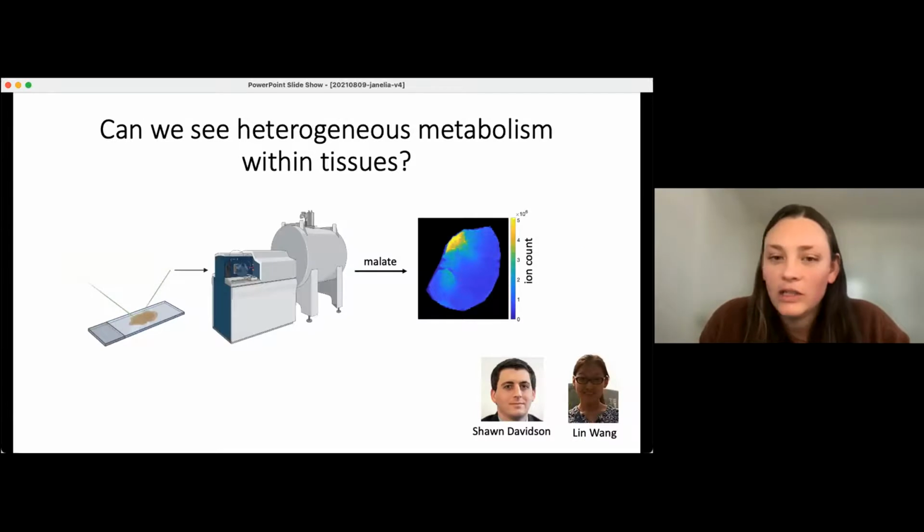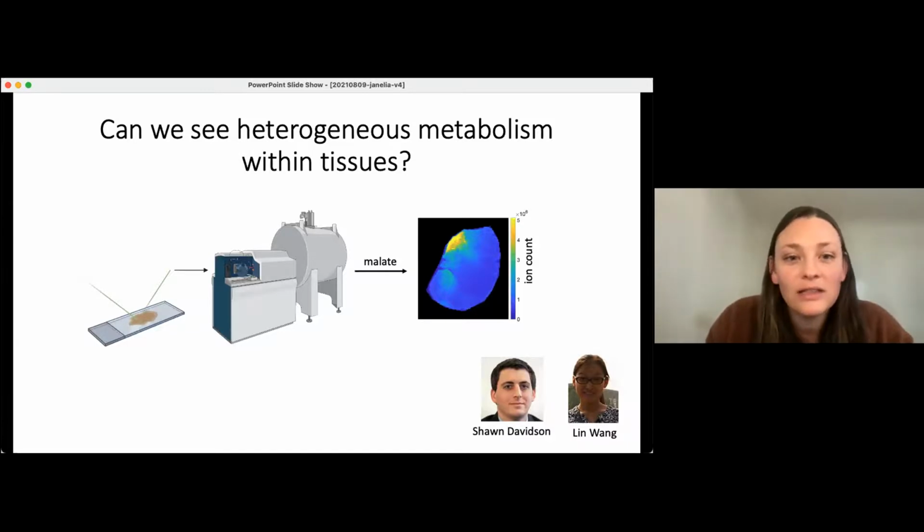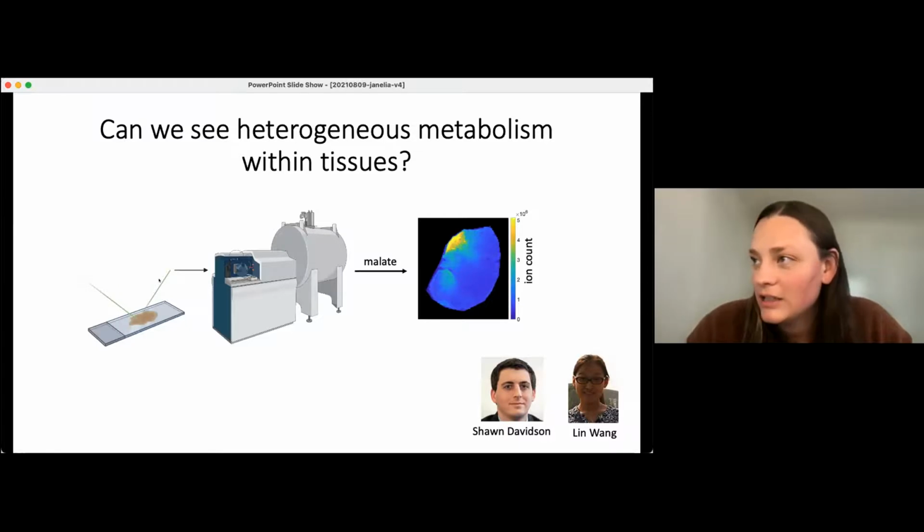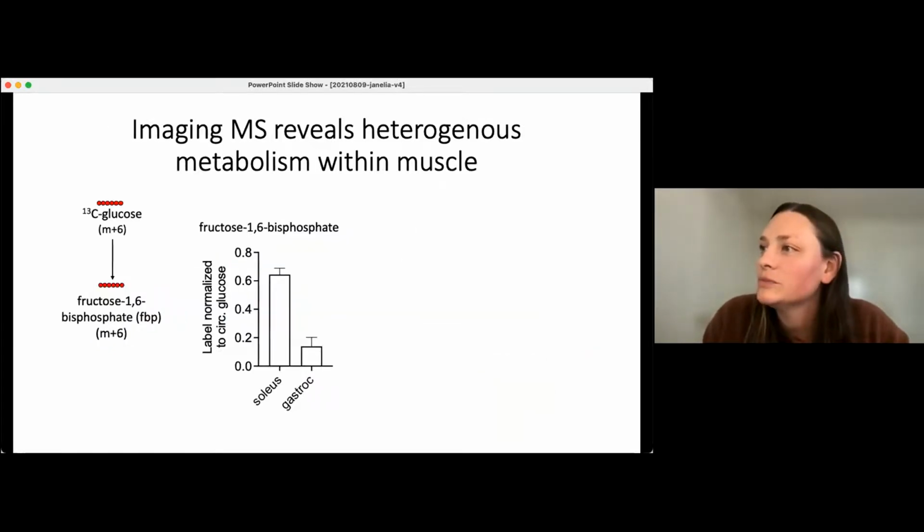What we've started to use, and many people have discussed this previously, is imaging mass spectrometry. So this is MALDI, and we're using it in collaboration with a fellow at Princeton, Sean Davidson, and this is another postdoc in the lab, Lin Wang, who's been helping me. And so what we can do is we can take tissue slices and put a matrix on top that allows us to ionize metabolites within the tissue. And we shine a laser to ionize those metabolites. They go into the mass spec. And because we can do this several times, we can create an image of metabolite abundance across the tissue.